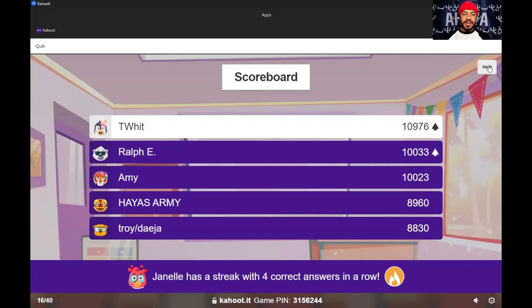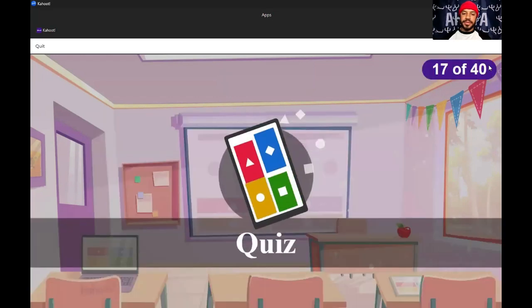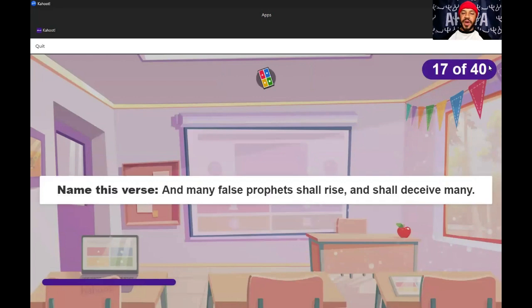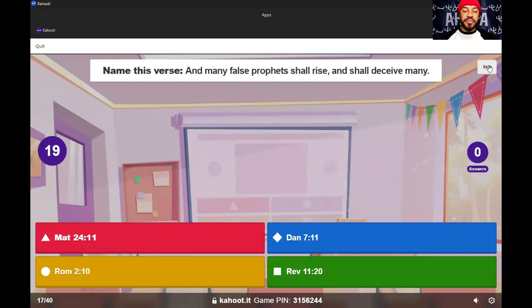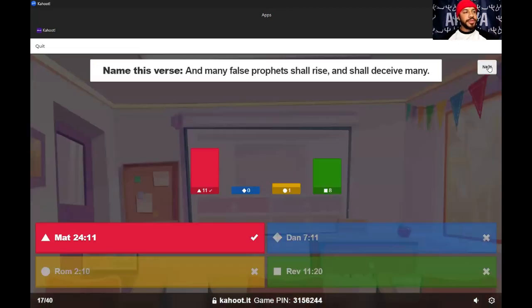Okay. Here we go. Name the verse. And many false prophets shall rise and shall deceive many. Red, Matthew 24:11. Blue, Daniel 7:11. Yellow, Romans 2:10. Green, Revelation 11:20. Many false prophets shall rise and shall deceive many. Name that verse. Matthew 24:11.